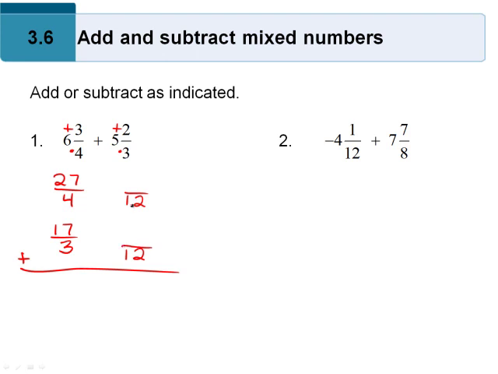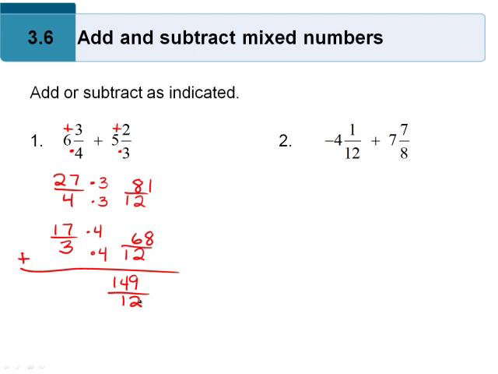So go back to the first fraction. 12 divided by 4 is 3. So now we have to multiply the top by 3. So 3 times 27, what the heck is that? Carry the 2, 81. Okay? All right, and on the bottom, 12 divided by 3 is 4. So 17 times 4 is 28. Carry a 2, 68. Okay? So now we're adding 81 plus 68, which would be 149 over 12.